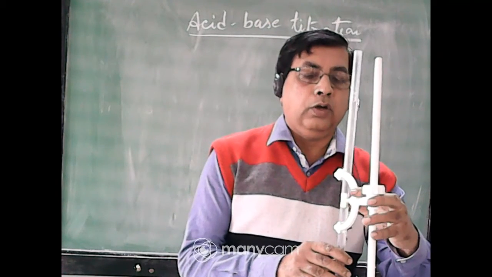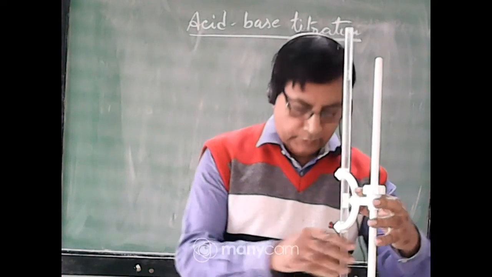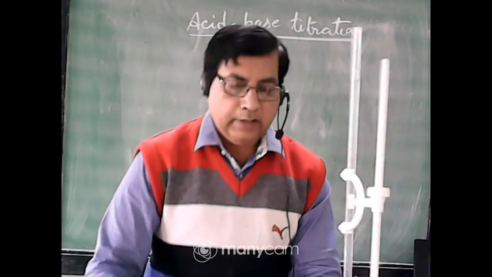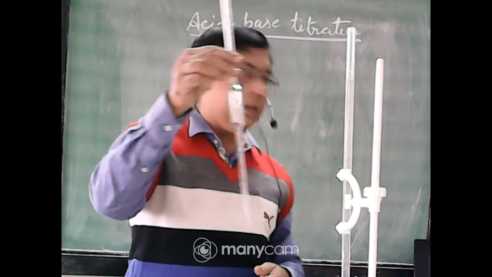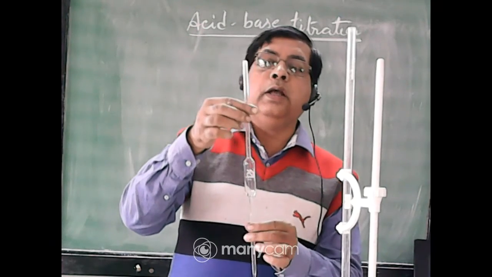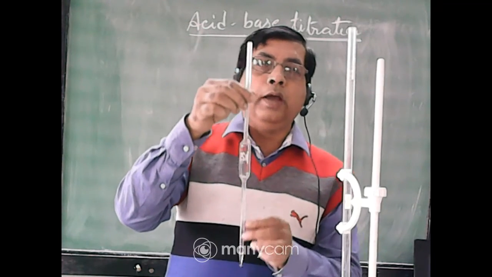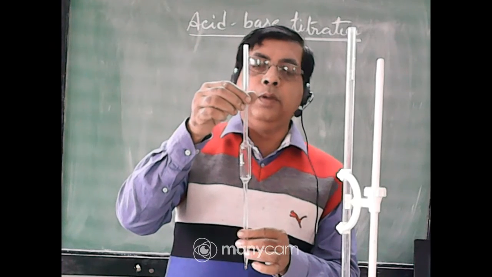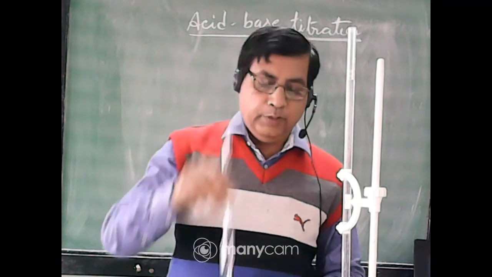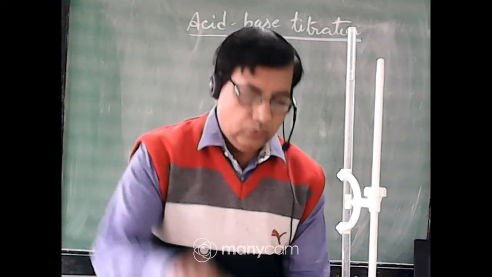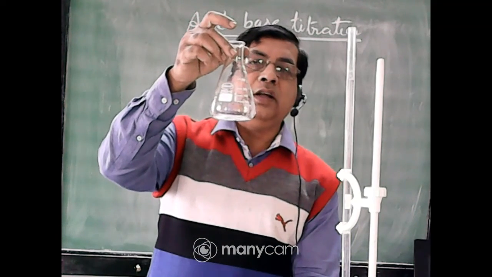Unfortunately, you are not present in the lab. This apparatus is known as pipette. With the help of pipette, you measure 25 ml of salt solution, acid or basic solution. This is called pipette. This is known as conical flask.